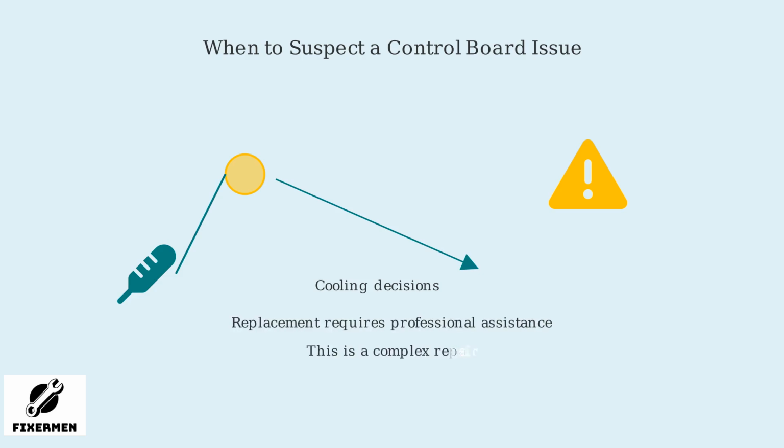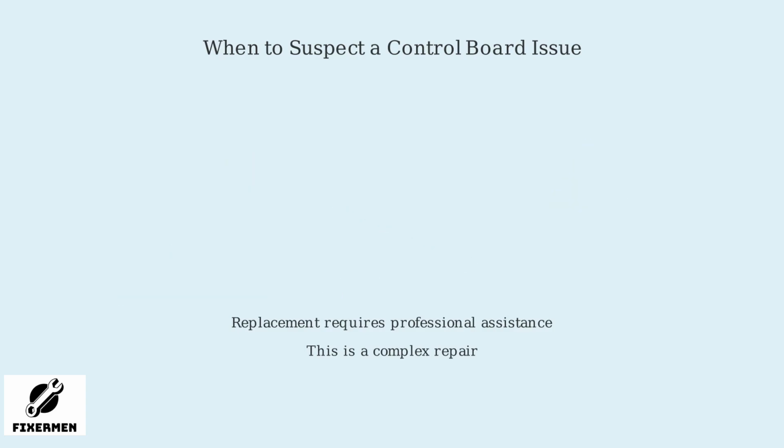Replacing the control board is a more complex repair compared to sensor replacement. It involves careful handling of electrical components and may require specialized tools and knowledge to avoid causing further damage to the unit. Consider control board replacement only after all other troubleshooting steps have failed, and consult a professional HVAC technician for this type of repair to ensure it's done safely and correctly.